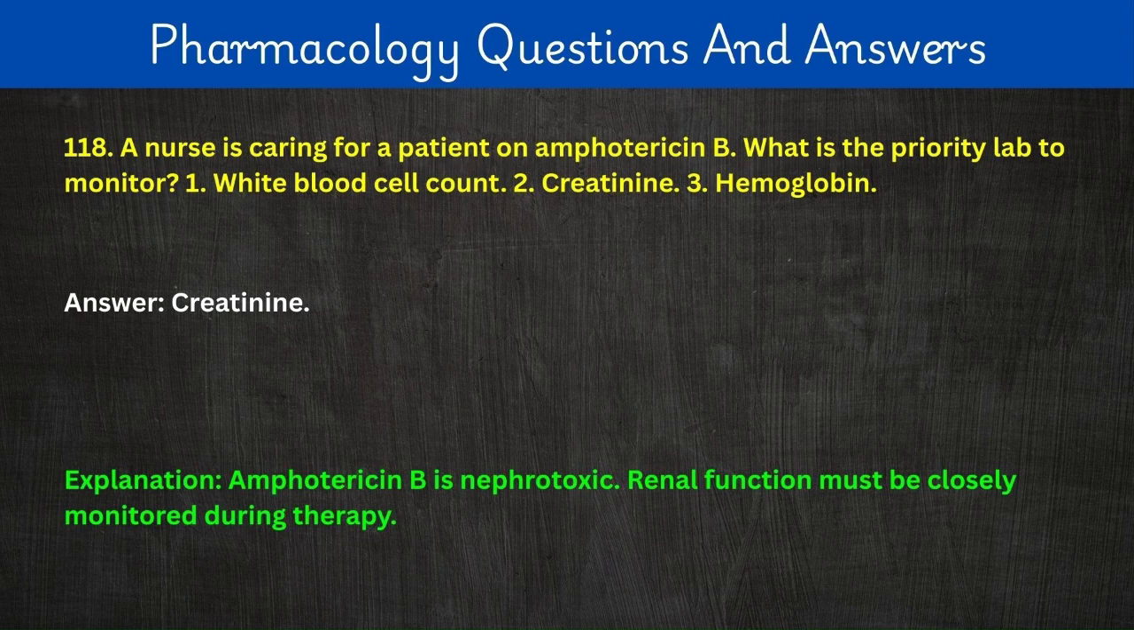What is the priority lab to monitor? 1. White blood cell count. 2. Creatinine. 3. Hemoglobin. Answer: creatinine. Explanation: amphotericin B is nephrotoxic. Renal function must be closely monitored during therapy.